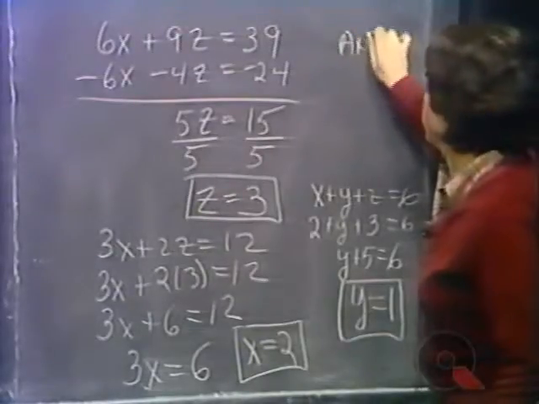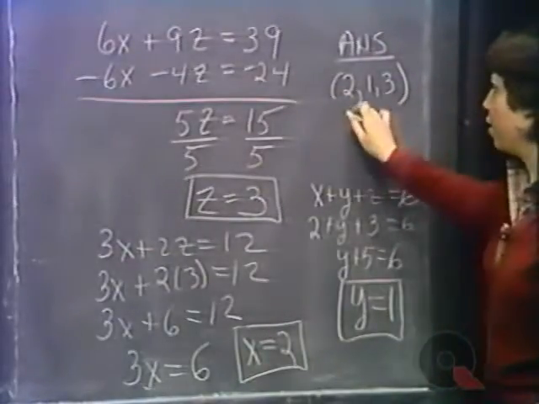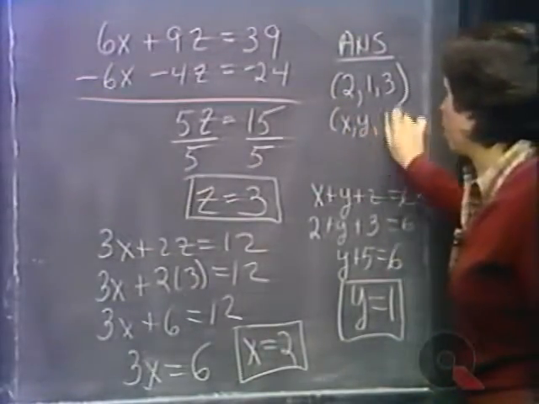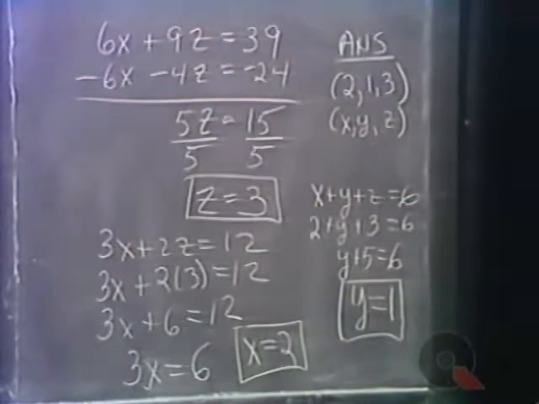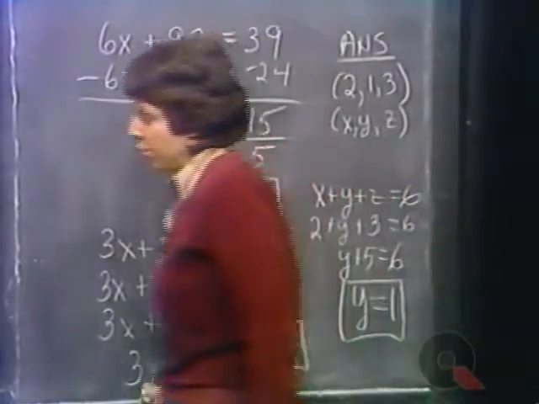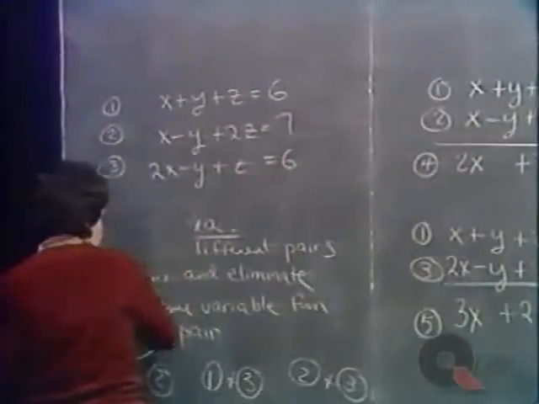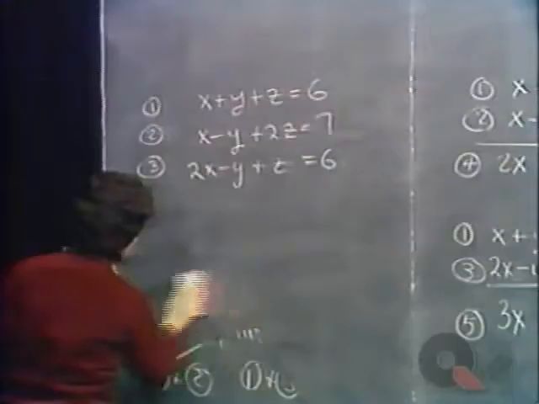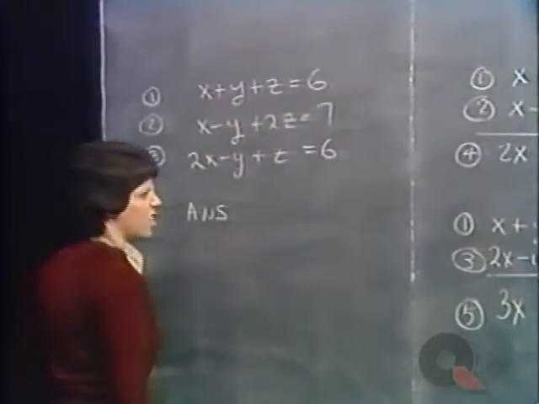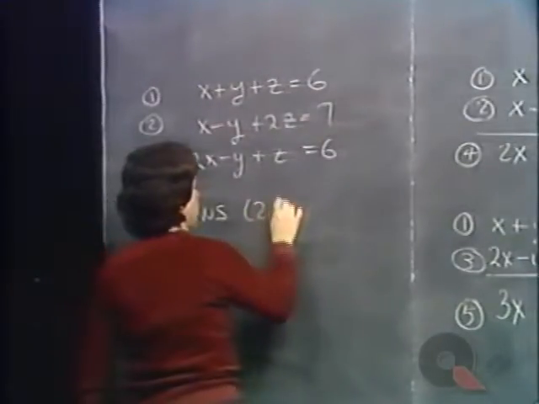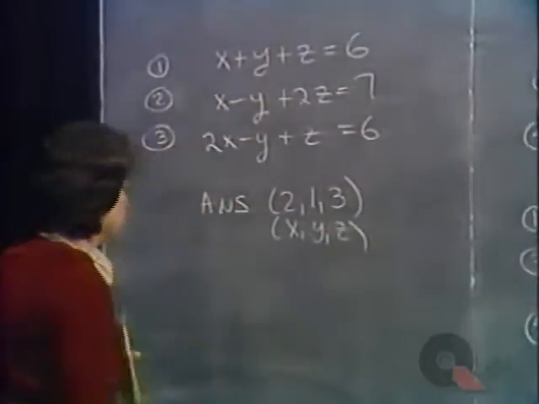Okay, so for our answer, we're going to have to check it, but we believe that 2, 1, 3, that ordered triple, meaning the first number is x, the second is y, the third is z. x = 2, y = 1, z = 3. We believe that that is the solution. Let us now go back to our original system of equations and check our answer.